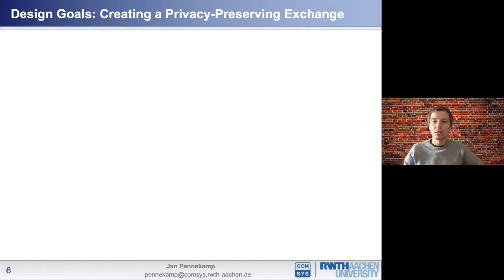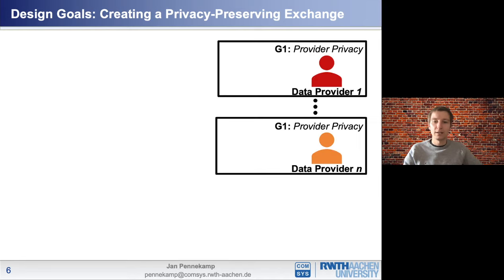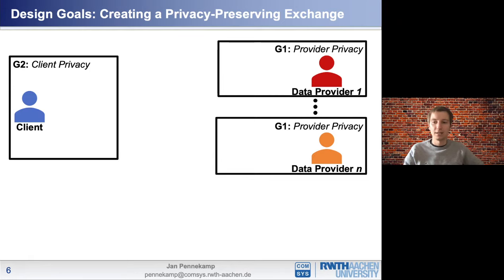Now, for our privacy-preserving exchange, we have the following design goals. On the one hand, we have the provider privacy. We're interested in maintaining their competitive advantage and not sharing all their information and data publicly. On the other hand, we have the client privacy because the client is also interested in keeping his queries, so the request of retrieving new parameters, private.